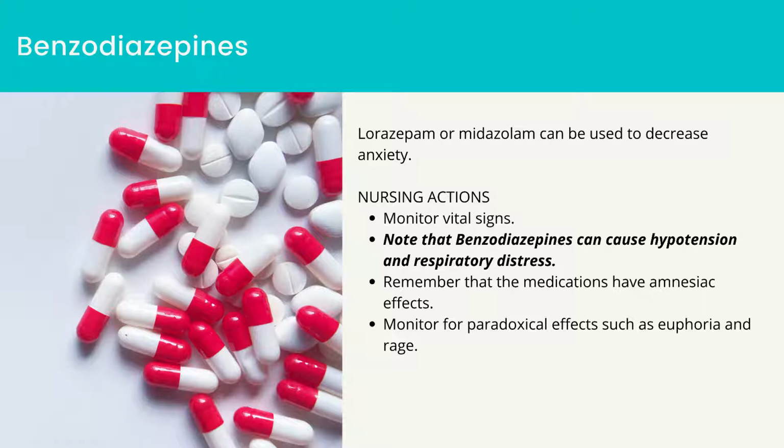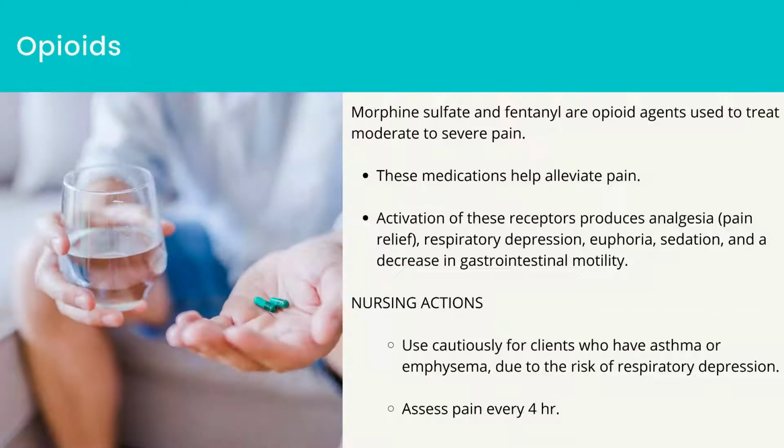The second type of medication are opioids. Morphine sulfate and fentanyl are opioid agents used to treat moderate to severe pain. These medications help alleviate pain. Activation of these receptors produces analgesia, pain relief, respiratory depression, euphoria, sedation, and a decrease in gastrointestinal motility. If the client is receiving mechanical ventilation, the nursing actions and client education can vary.